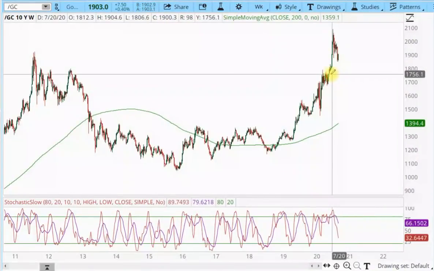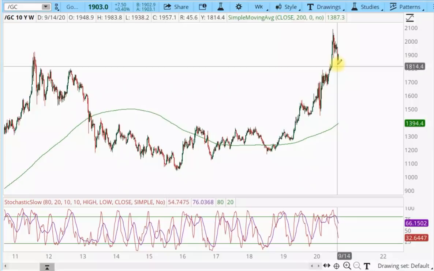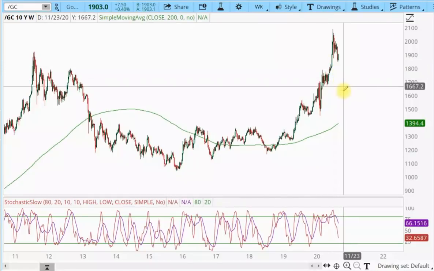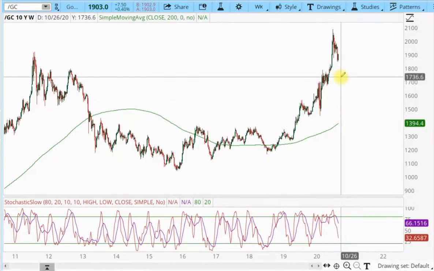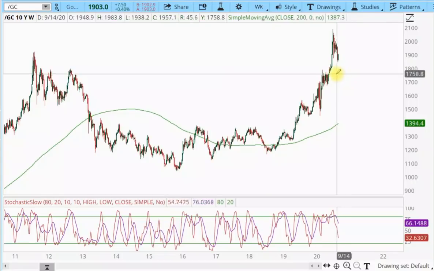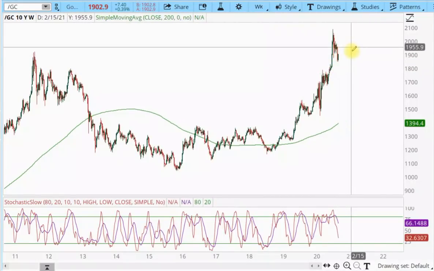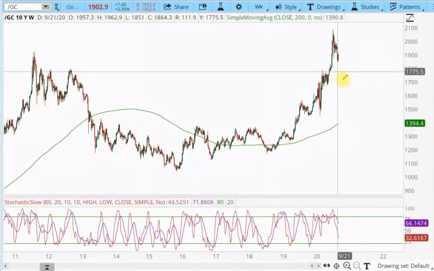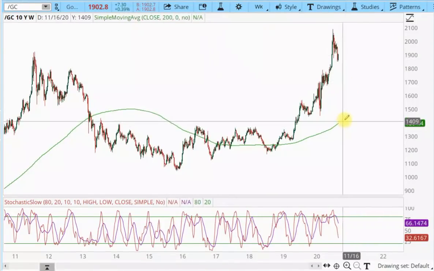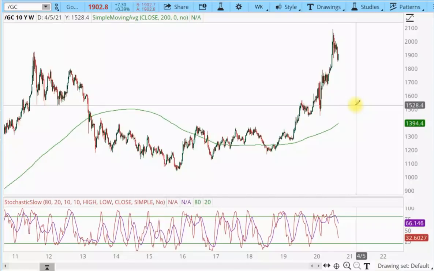But if gold doesn't come down a little further and shrink some of this big gap here, then I think the odds are good that it's going to be stuck in a sideways churn for a long time to allow this moving average to catch up to price.